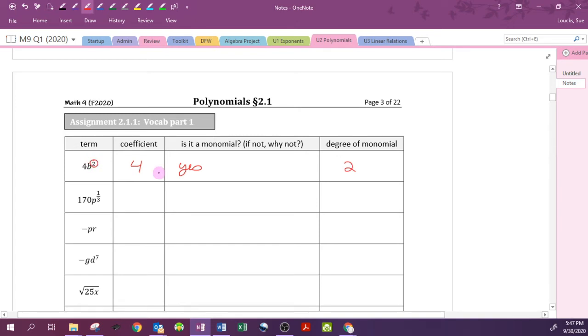Okay, so I'm going to suggest you just pause the video here and do this page of practice, and then come back. It'll be much easier if you do this practice first and have more of a handle of what a monomial is, okay?